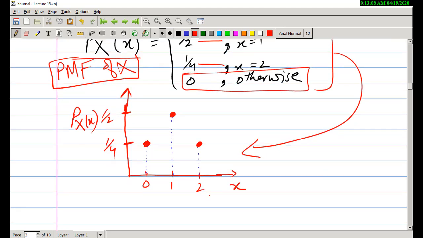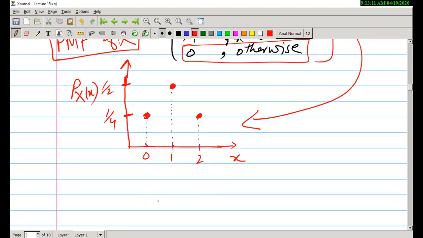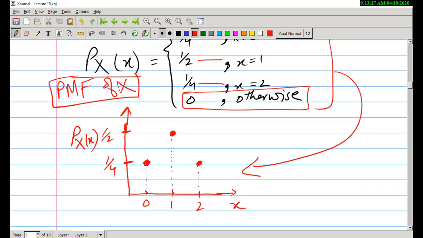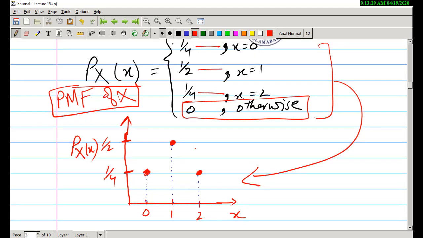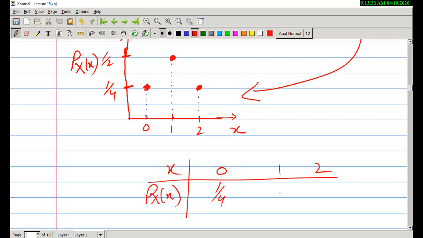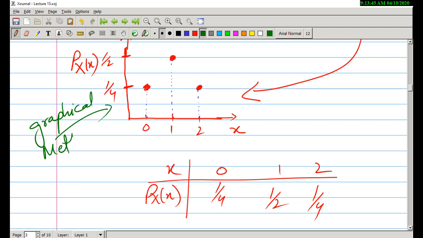For the tabular method, again we have done it, but just for the sake of completion. From the exam point of view, if you define the PMF with these two things, it would be more than enough. So we can write in tabular form also. We have seen 0, 1, 2. So these are the range of x. So the PMF values will be 1 by 4, 1 by 2 and 1 by 4. So this is the graphical method, and this is the tabular method.